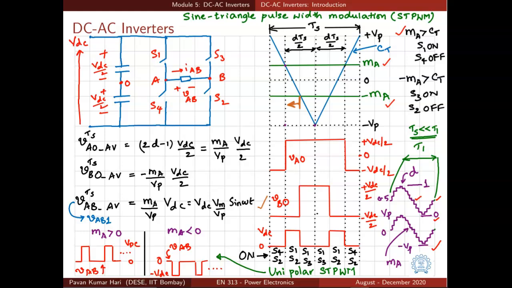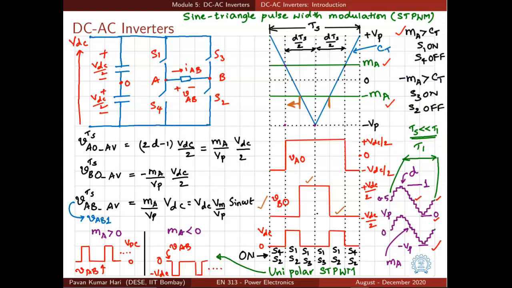So, VBO becomes equal to plus VDC by 2. And then it stays at plus VDC by 2 as long as minus MA is greater than CT. Once minus MA becomes less than the triangular wave, again S3 goes off, S2 comes in. So, the voltage VBO will be minus VDC by 2. So, VAO and VBO will have two different waveforms here.